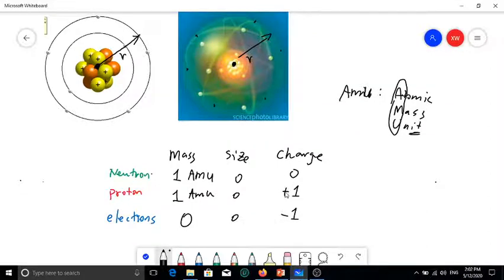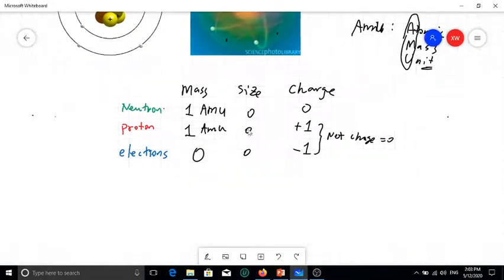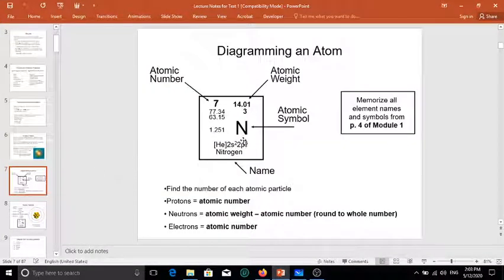So you can imagine for a neutral atom, the overall charge is 0 when you have an equal number of protons and electrons. This is the relative numerical relationship between them. So let's look at a specific atom, which is nitrogen.